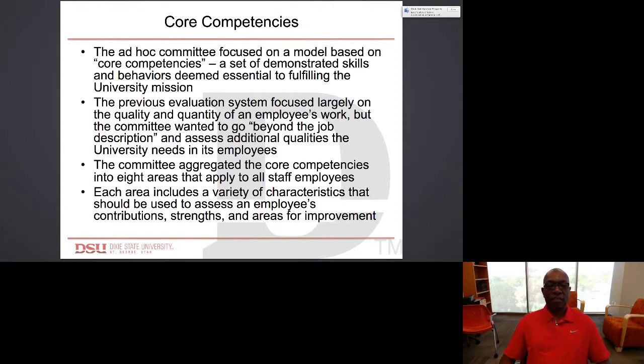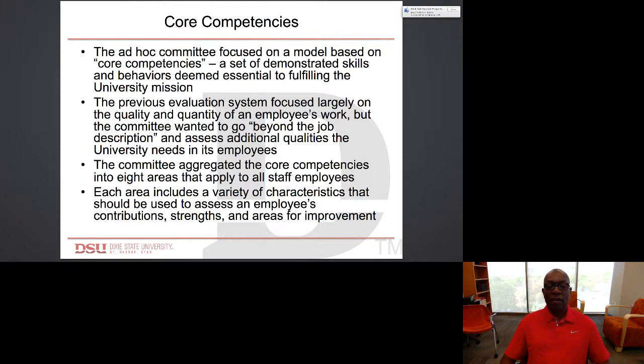Core competencies. The ad hoc committee focused on a model based on core competencies, a set of demonstrated skills and behaviors deemed essential to fulfilling the university mission. The previous evaluation system focused largely on the quality and quantity of an individual's work, but the committee wanted to go beyond the job description and assess additional qualities the university needs in its employees.